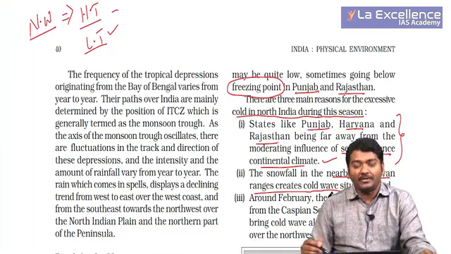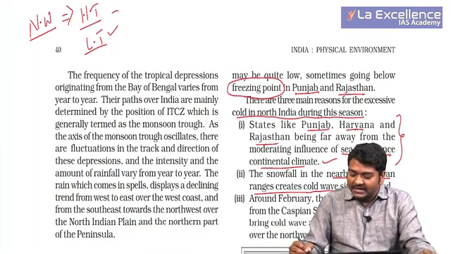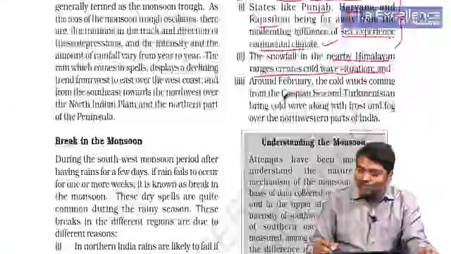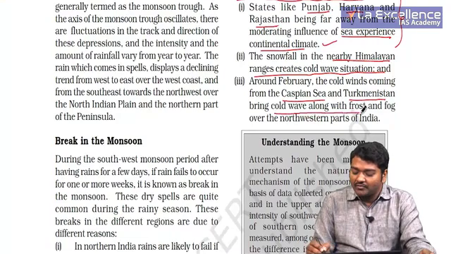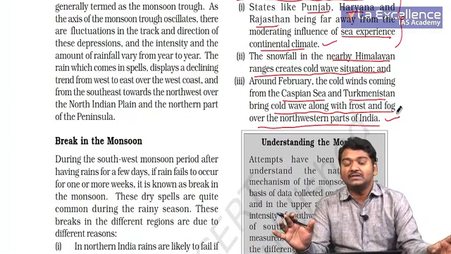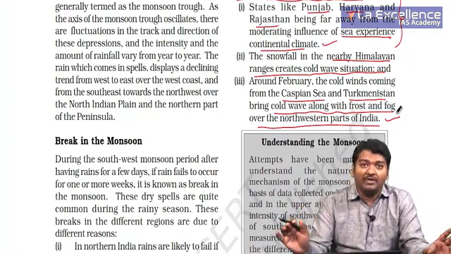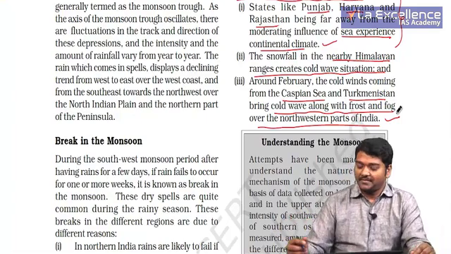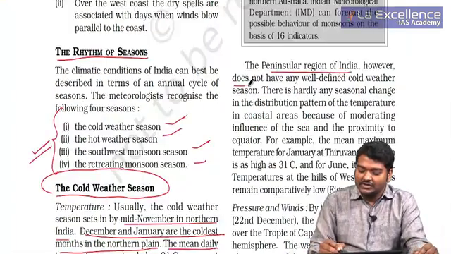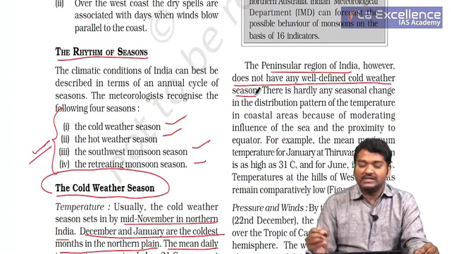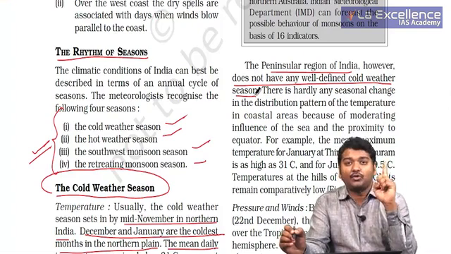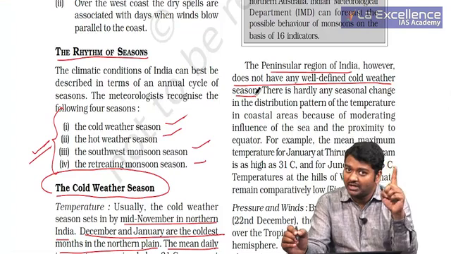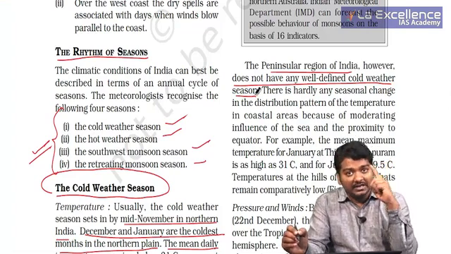Three, around February, the cold winds coming from the Caspian Sea, that is westerlies, usually blow over the Caspian Sea and Turkmenistan and bring cold wave along with frost and fog over northwestern parts of India. Westerlies cover most of this region and they usually bring cold wave from Central Asia towards India. The peninsular region of India, however, does not have a well-defined cold weather season. If UPSC asks you to explain the cold weather season in India, first you have to talk about temperature and how exactly it varies in North India, and how it varies in peninsular India.